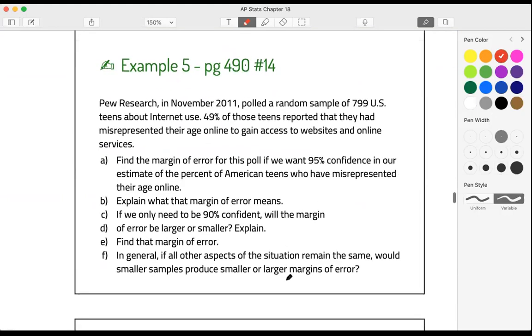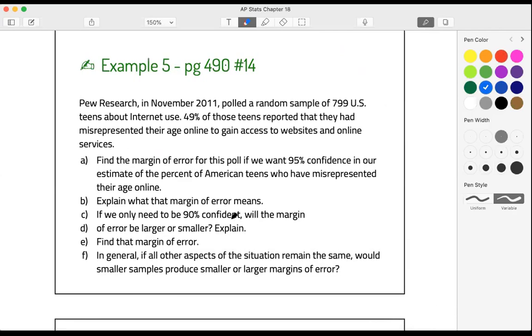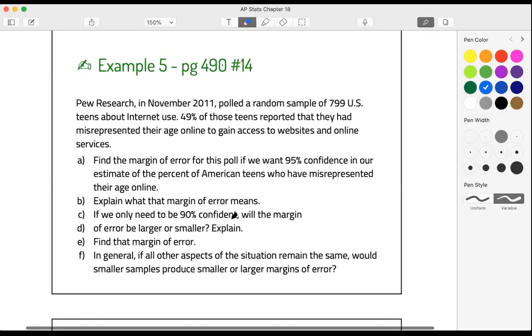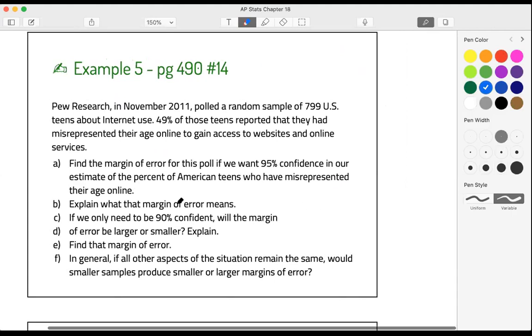All right, example 5. Pew Research in November 2011 polled a random sample of 799 US teens about internet use. 49% of those teens reported that they had misrepresented their age online to gain access to websites and online services. So part A. Find the margin of error for this poll if we want to be 95% confident in our estimate that the percentage of American teens misrepresented their age online.